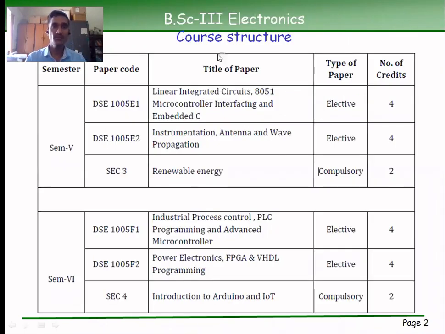So this is the syllabus of BSc 3 electronics. In the last semester, that is semester 5, we studied two papers: DSC 1005 E1 and DSC 1005 E2. In this semester, we're starting the two papers DSC 1005 F1 and F2. So this power electronics is a section of the DSC 1005 F2.